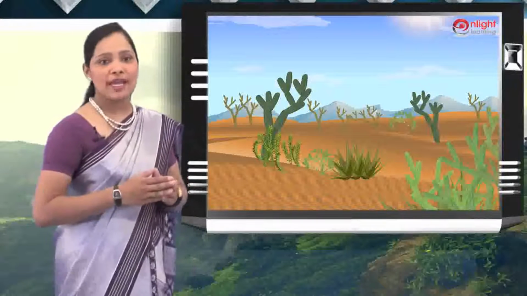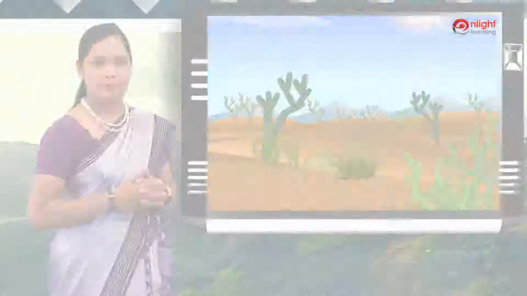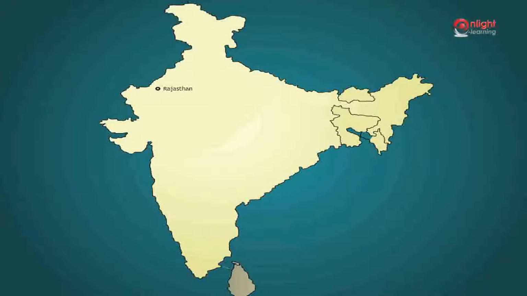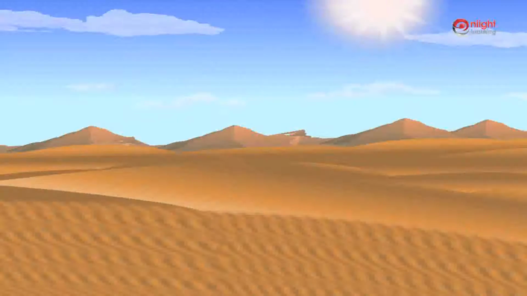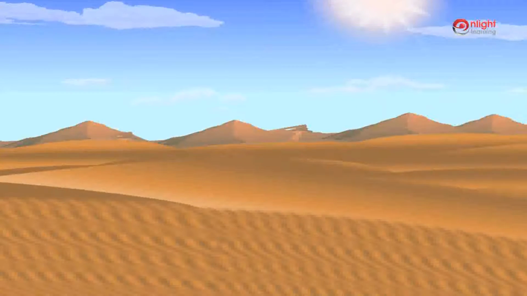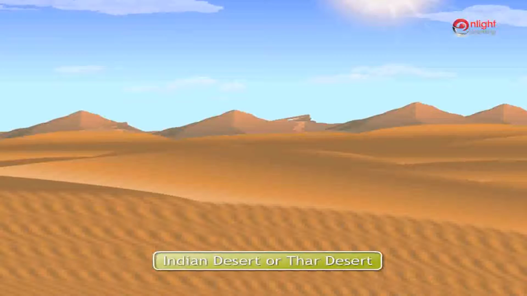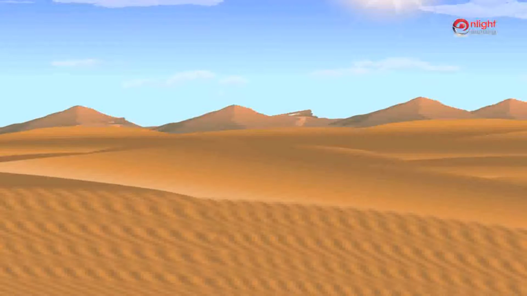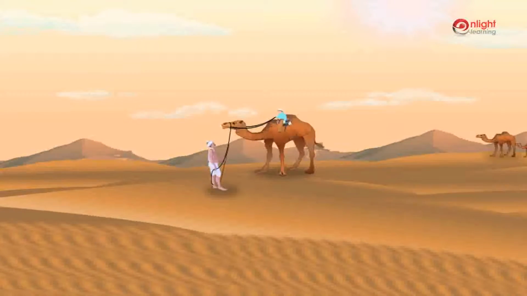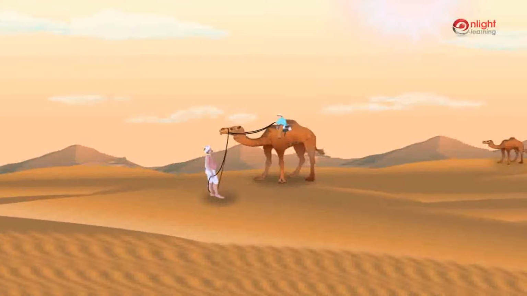Now, let us look at the desert regions of India. As you travel towards the northwestern part of our country, you will see miles and miles of sand. This region is known as the Great Indian Desert or Thar Desert. Can you guess what it is like to live in a desert? Desert regions have very little water and a harsh climate.